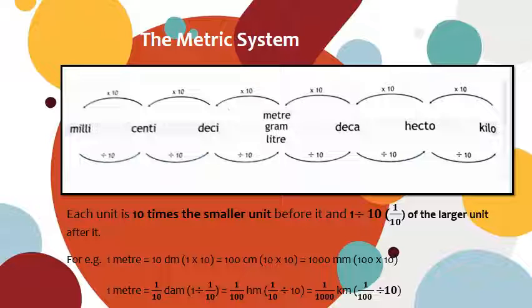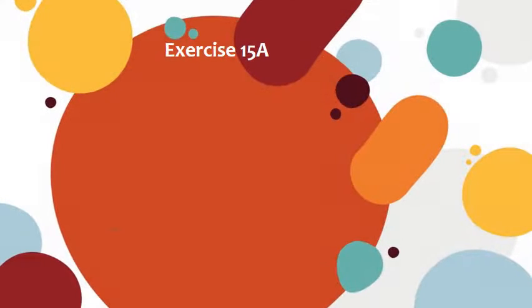So now we have recalled whatever we have learned previously in this chapter. So now let's do some of the sums from this chapter. So now children, let's come to exercise 15A and let's do some of the sums as revision. The first sum is fill in the blanks.